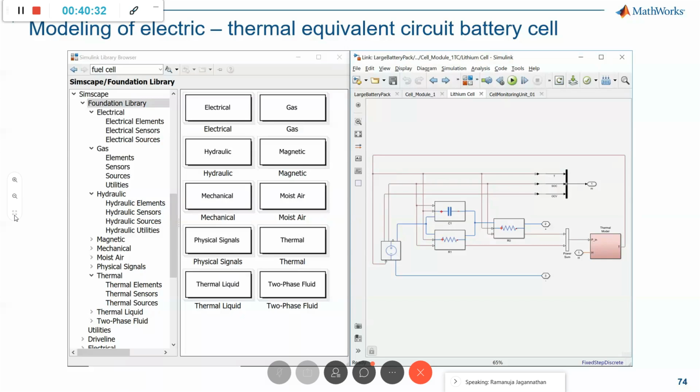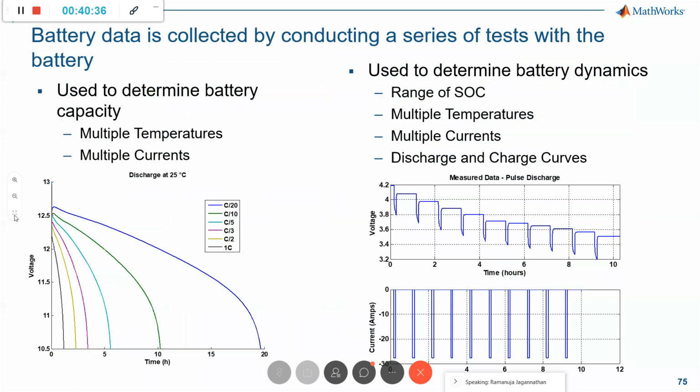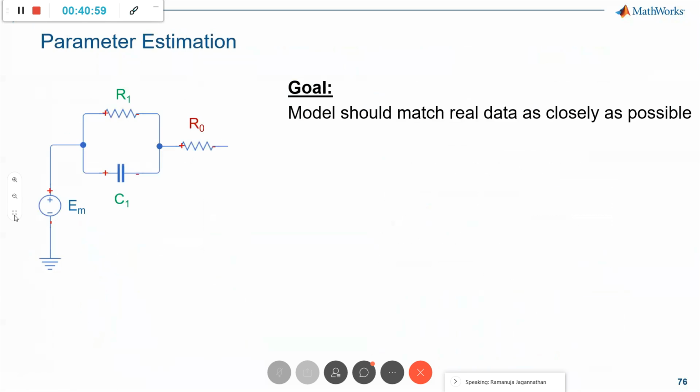Now, once the modeling is done, the next task is to parameterize these different components. So what we do is conduct some standard tests on the real battery and obtain the experimental results to fine-tune your model parameters. In this case, on the right, you could see that there is a pulse test being conducted, which gives a relationship between the current drawn and the voltage profiles of the battery. So we take such data, bring it into the simulation environment, and try to fine-tune the battery parameters. Let's see how we do that.